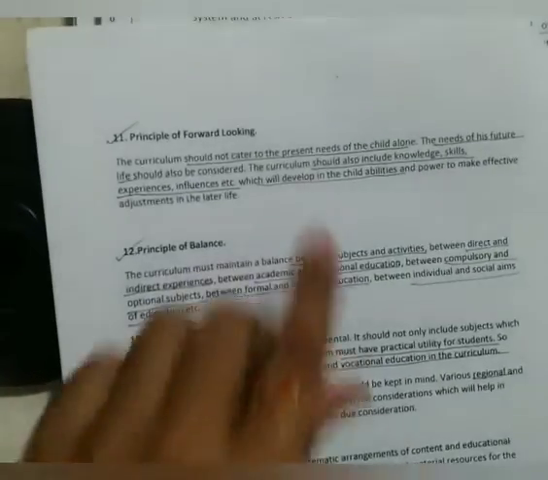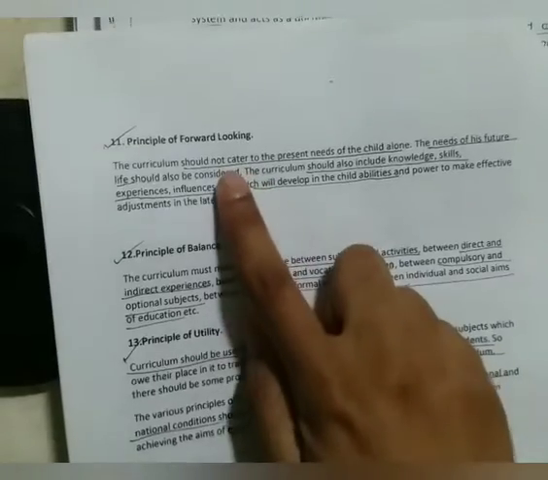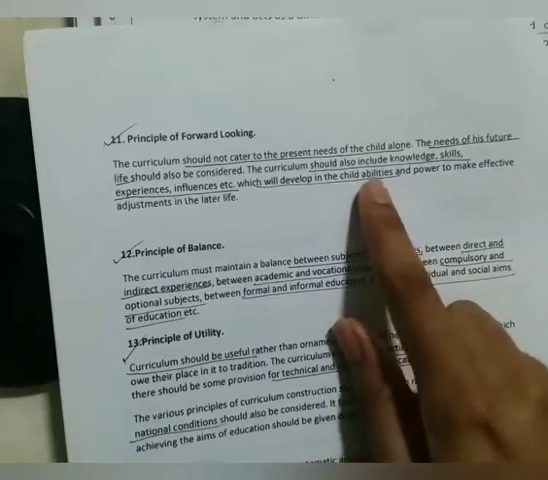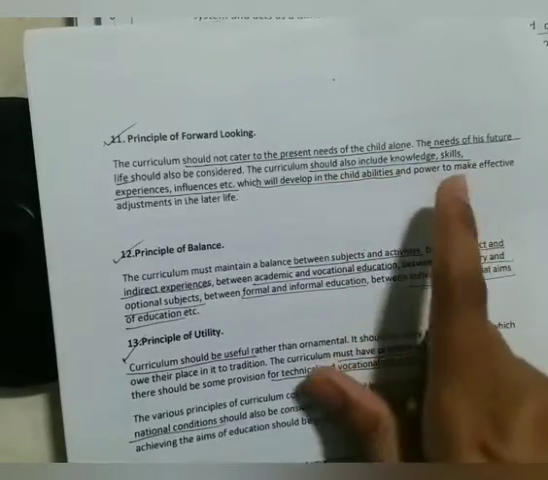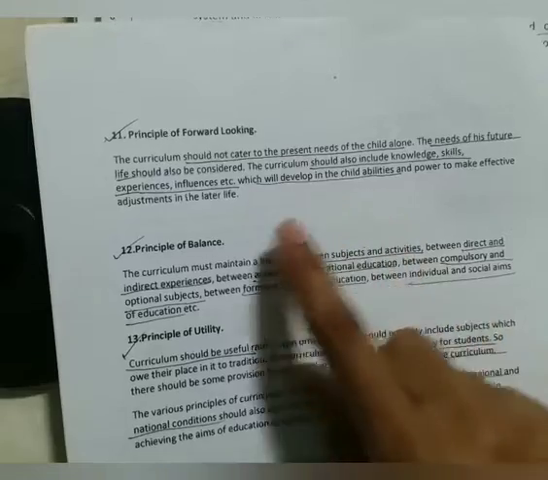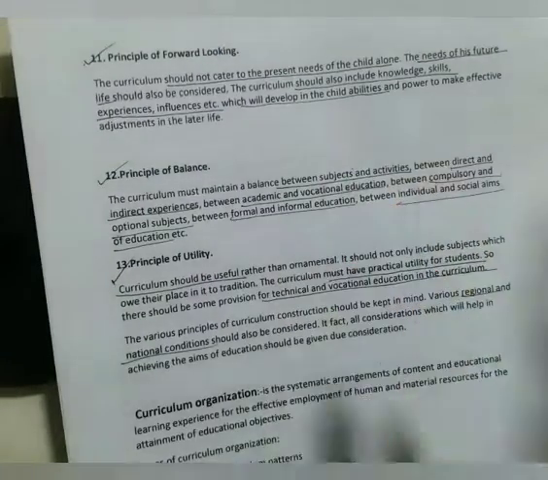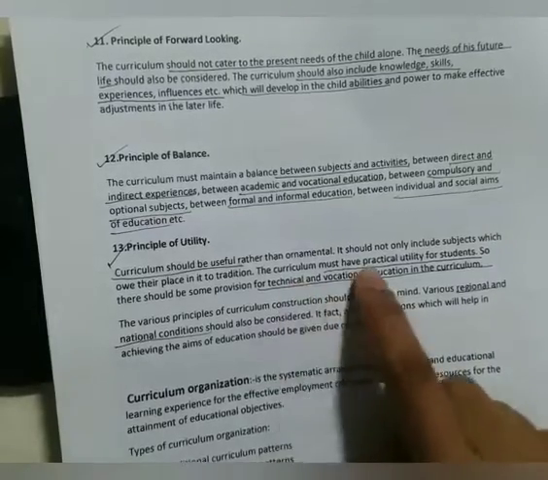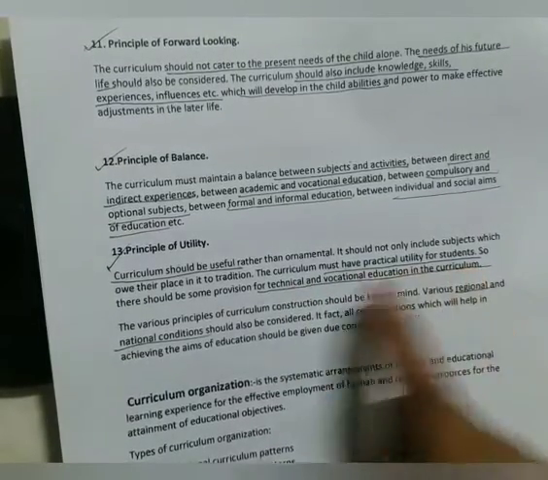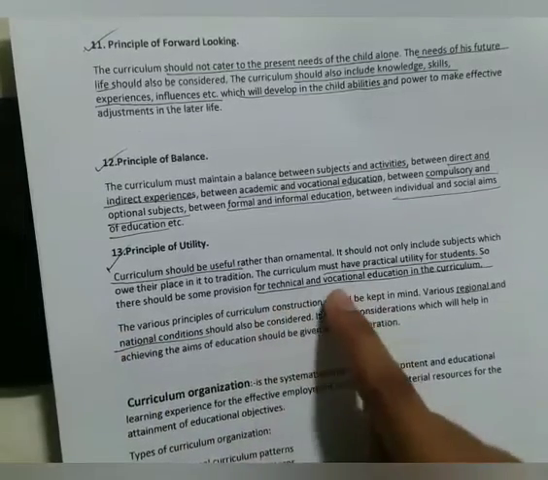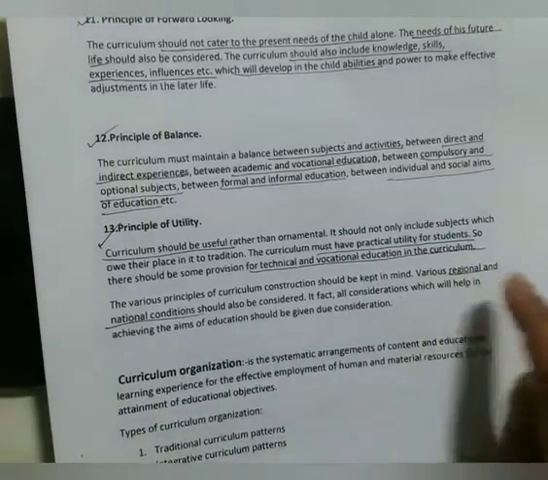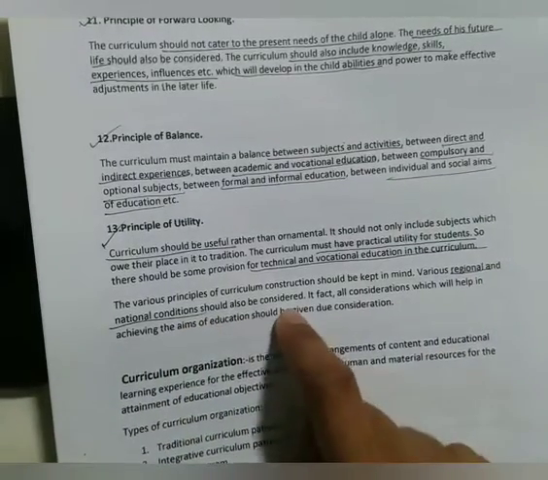Then the principle of forward-looking, to cater to the present needs. It's not only about the present needs of the child but also the future life. The curriculum should include knowledge, skills, experience, influences, principle of balance, principle of utility. That means the curriculum must have practical utility for students. So there should be some provision for technical and vocational education in the curriculum. Regional and national conditions should also be considered.